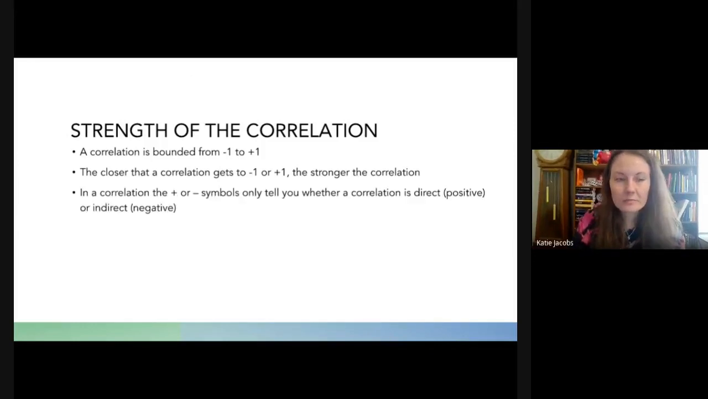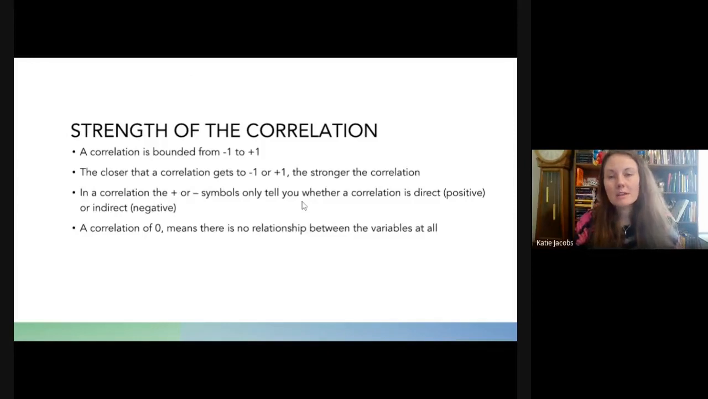In a correlation, the positive and negative symbols only tell us whether the correlation is a direct correlation or an indirect correlation. So if our correlation is positive, that means it's a direct correlation. If our test statistic is a negative value, that means it's an indirect correlation. A correlation of 0 means there's absolutely no relationship between the variables at all. Absolutely none. The further away we get from 0 towards -1 or +1, the stronger that correlation is.